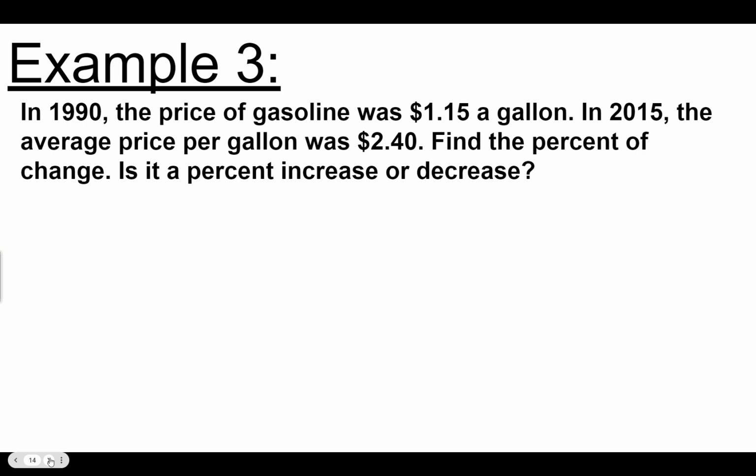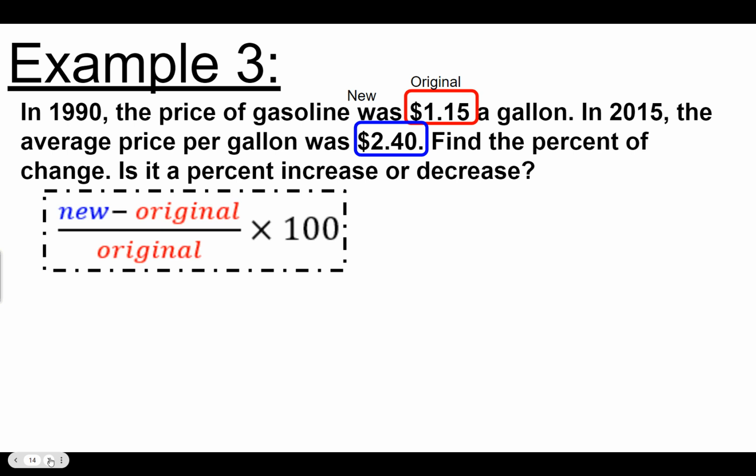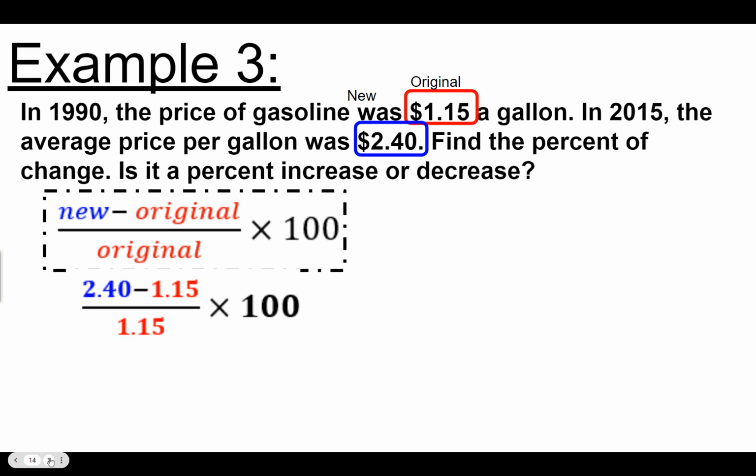Because 1990 happened first, the 1.15 is my original amount. And then in 2015, the price went up to $2.40, so that is my new amount. I'm going to write down my formula. New minus original over original times 100. Now that I have my formula, I'm going to go ahead and fill it in with the numbers. So 2.40 minus 1.15 over 1.15 times 100.